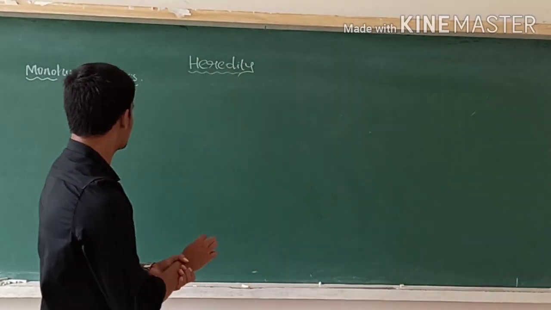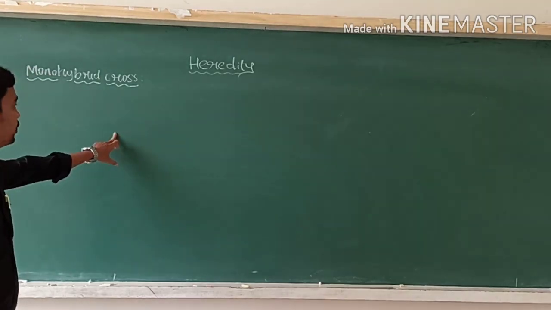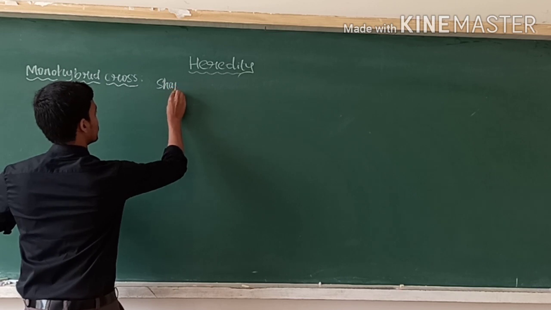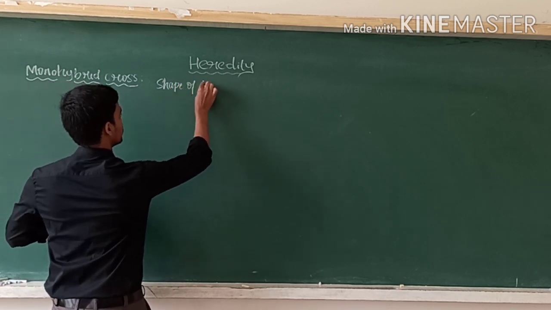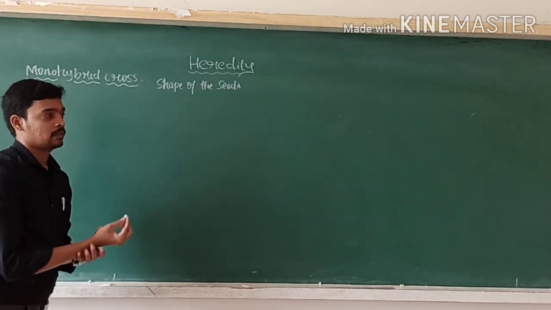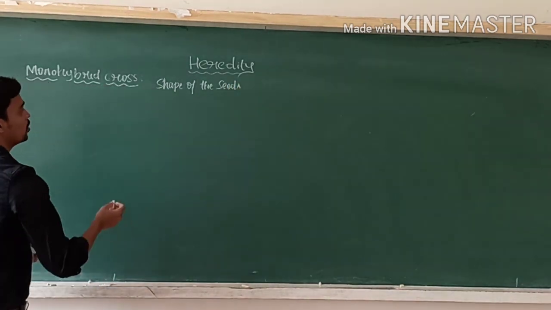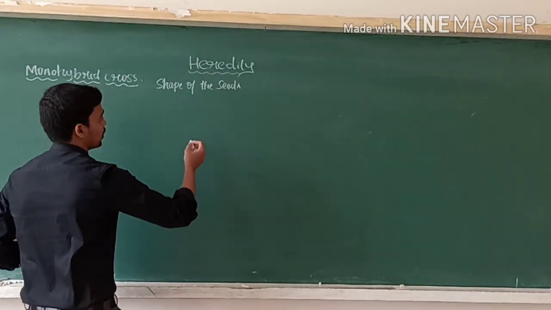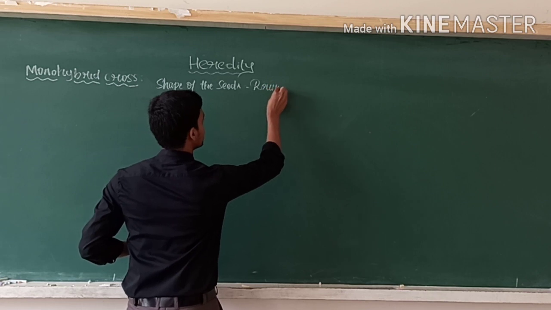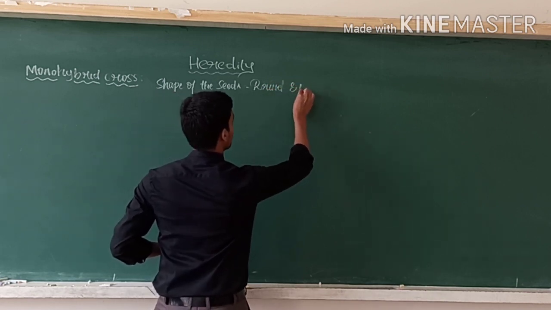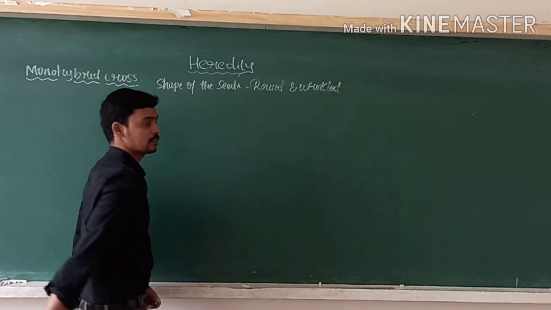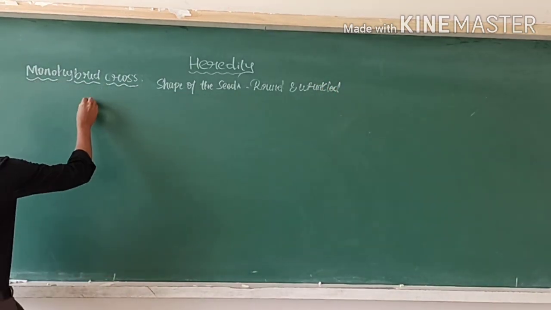Let's discuss one more example related to the monohybrid cross, that is shape of seed. Shape of seeds. Pea seeds have two contrasting forms, that is, one is round seeds and another one is wrinkled seeds. These are the parents of phenotype.